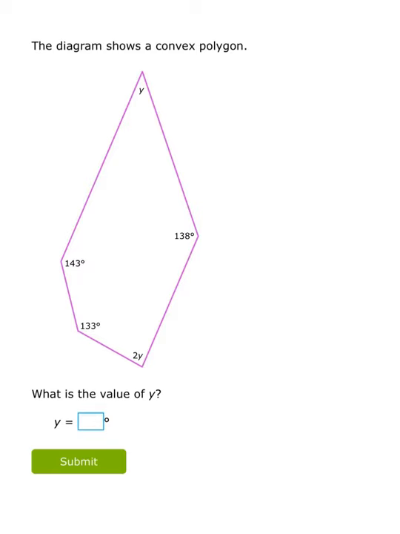Last example, when we're throwing in some algebra, why not? I know you all love algebra mixed in with your geometry.